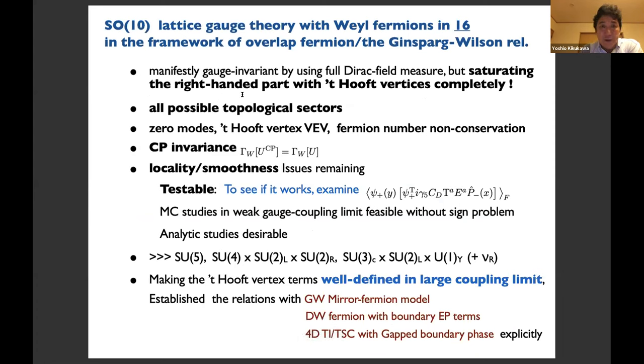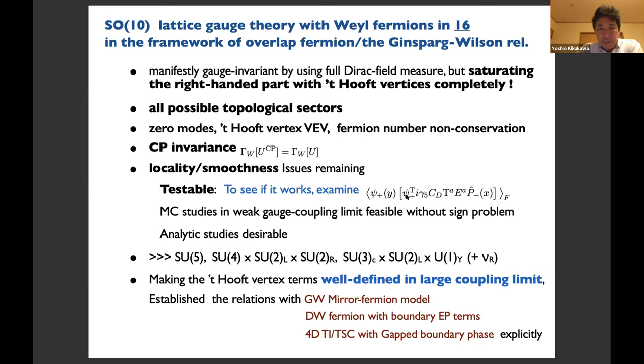I tried to formulate the manifestly gauge invariant path integral measure for the Ginsparg-Wilson or overlap Weyl fermion in the 16-dimensional spinor representation in SO(10) chiral gauge theory, by using the full Dirac fermion measure but saturating the right-handed part of it with 't Hooft vertices completely. And it seemed that it applied in all possible topological sectors. In the left-handed sector, the zero modes, 't Hooft vertex, and fermion number conservation are reproduced. And the effective action is CP invariant. The locality and smoothness issues remain, but they are testable. To see if it works, we should examine the correlation function of the right-handed sector.